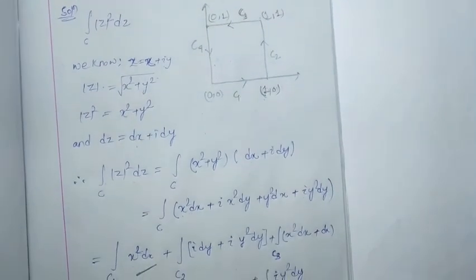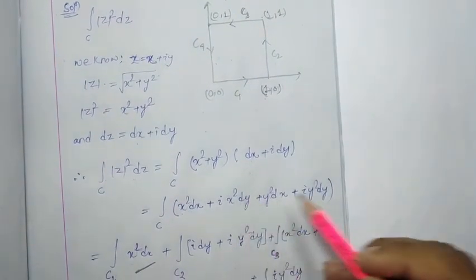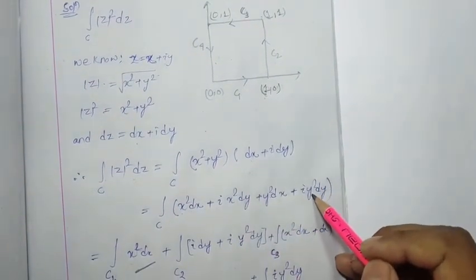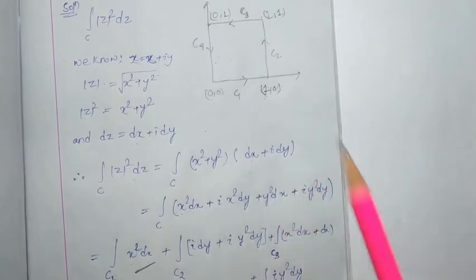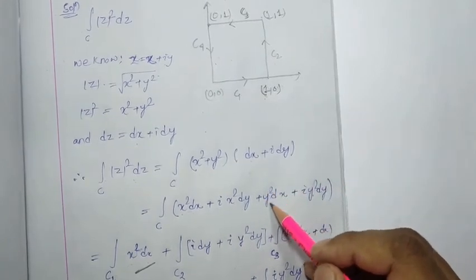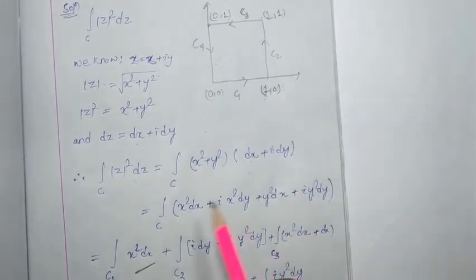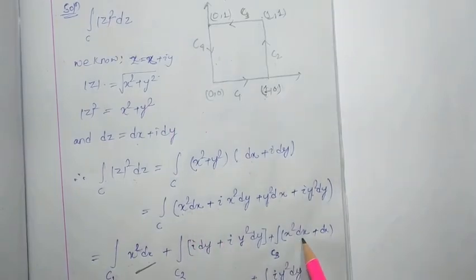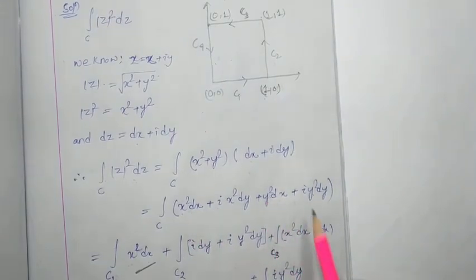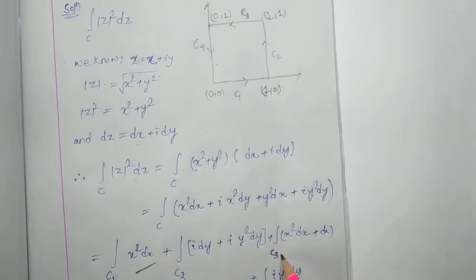So the dy terms are going to be cancelled out, this term is going to be cancelled out, this term is going to be cancelled out, and the y value is 1. Here we have to substitute y value 1, then we get the term x square dx, and here we put 1, so it will be only dx along the C3 path, or along contour C3.